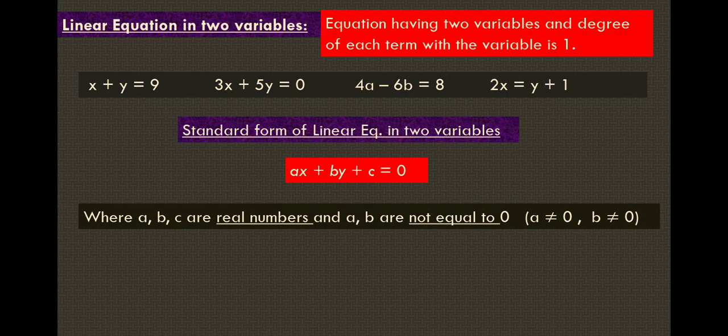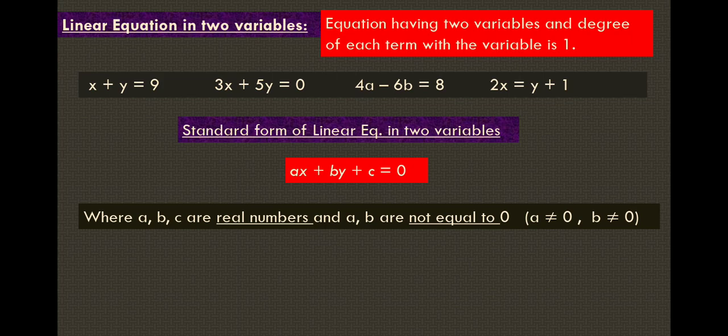Now why is it given as not equal to 0? Suppose a is equal to 0 and we replace a with 0 in the standard form. What happens? The first term ax will go and what remains is by plus c equal to 0. That means one variable is gone. Understood? So a should be not equal to 0 and b should be not equal to 0.